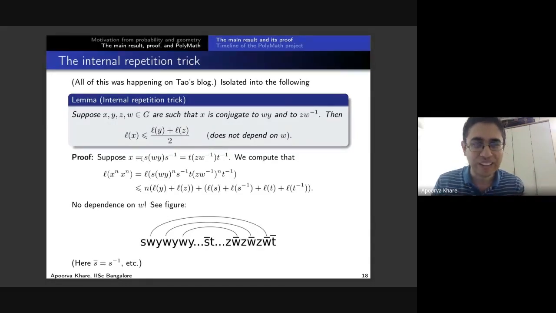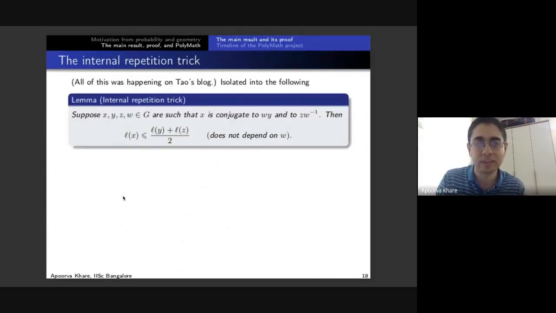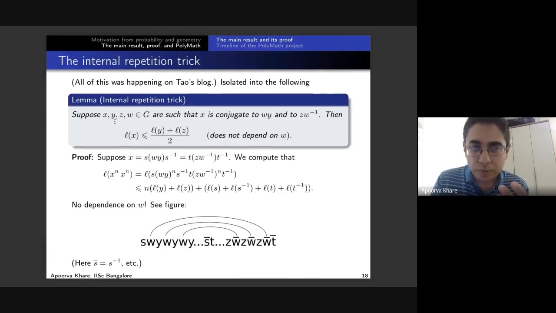The proof is simple. But the proof is simple after a computer did all this work and somebody decoded it and then it was further discussed. And now we understand what is the key, the heart of that proof and the heart of the rest of the proof here. Suppose, and this lemma again has nothing to do with being abelian or not, this is just four elements in any group with a homogeneous length invariant function. So suppose x is equal to s w y s inverse and x is also equal to t times z w inverse t inverse.